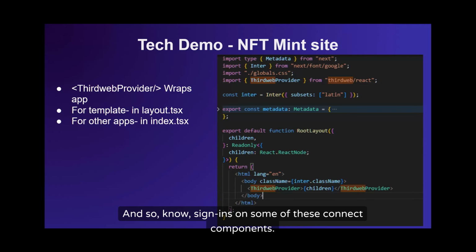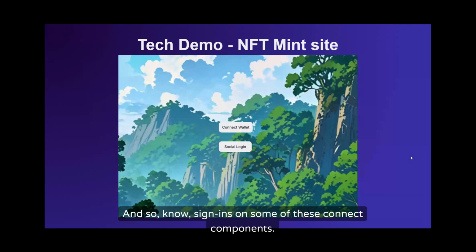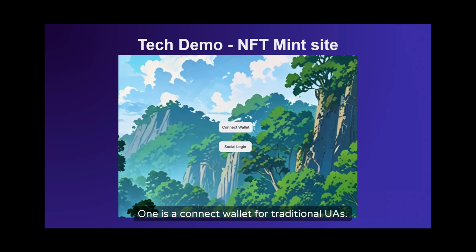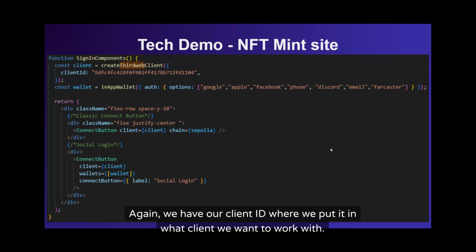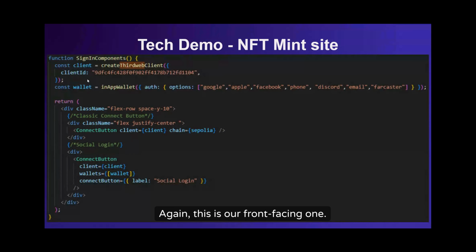And then sign-ins on some of these Connect components. If I wanted to create this screen, what does that look like? Here I have two buttons. One is a Connect wallet for traditional EOAs. One is a social login. What does that look like? So here's the code for that. Again, we have our client ID where we put in what client we want to work with. Again, this is our front-facing one.